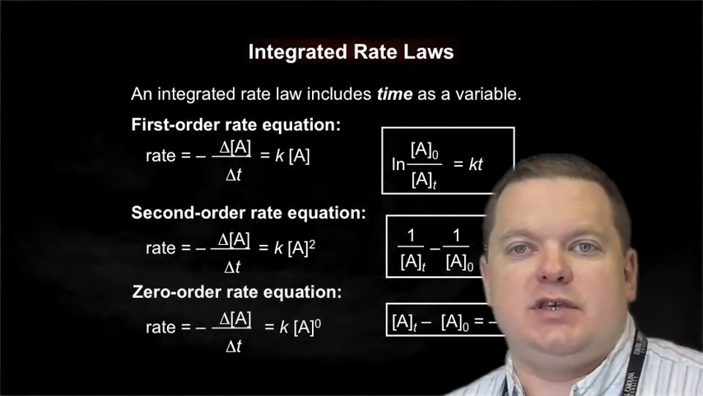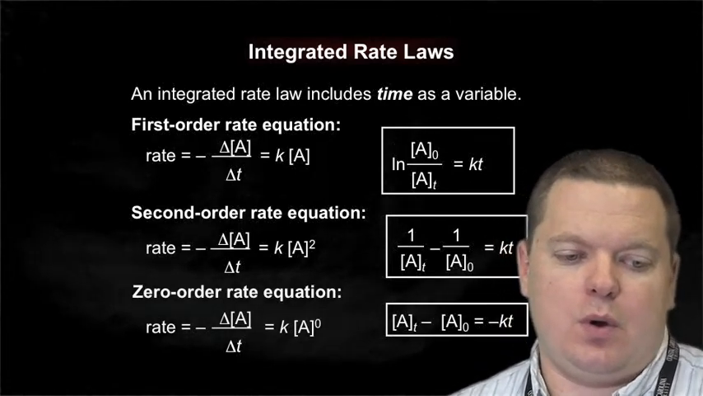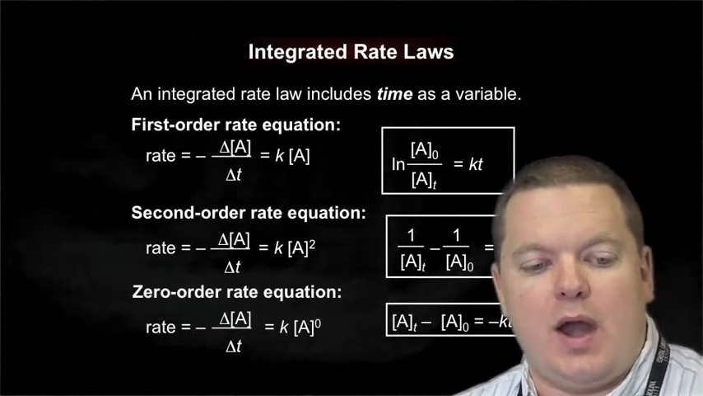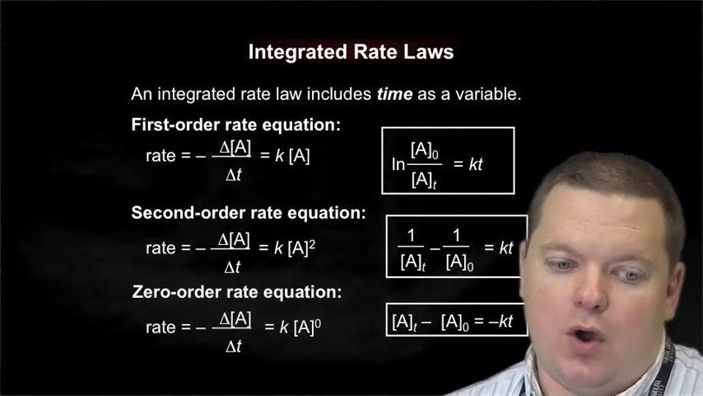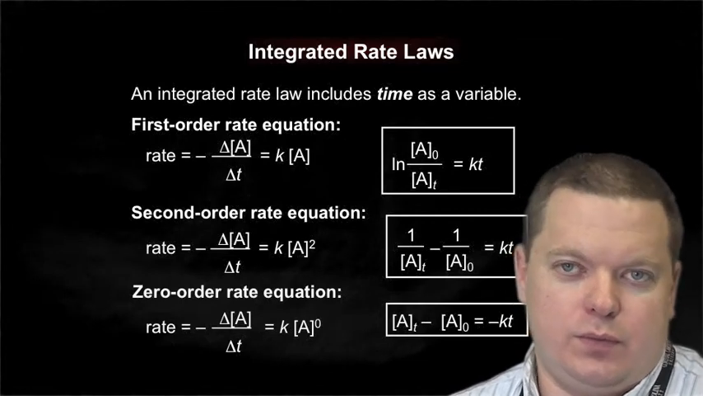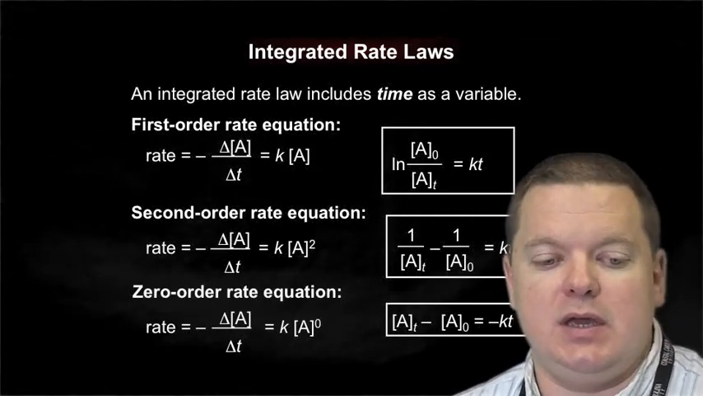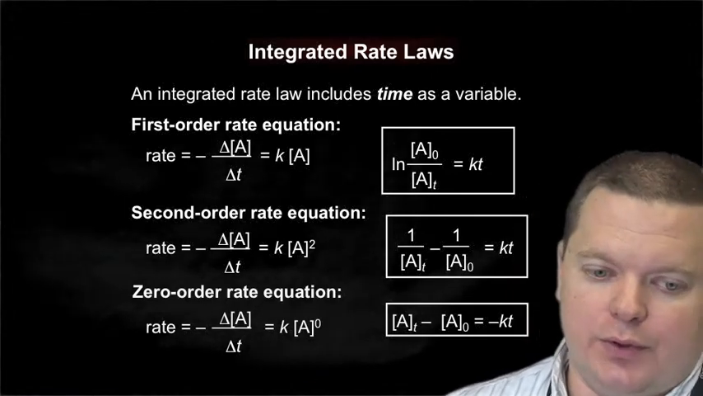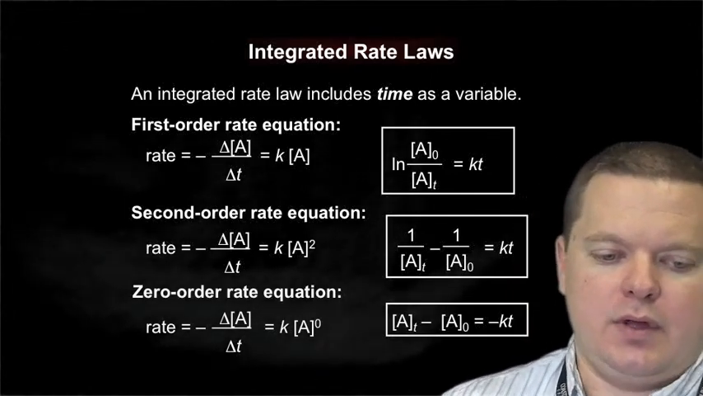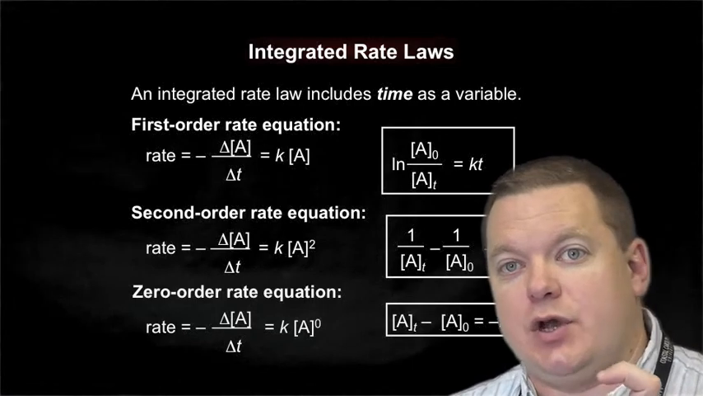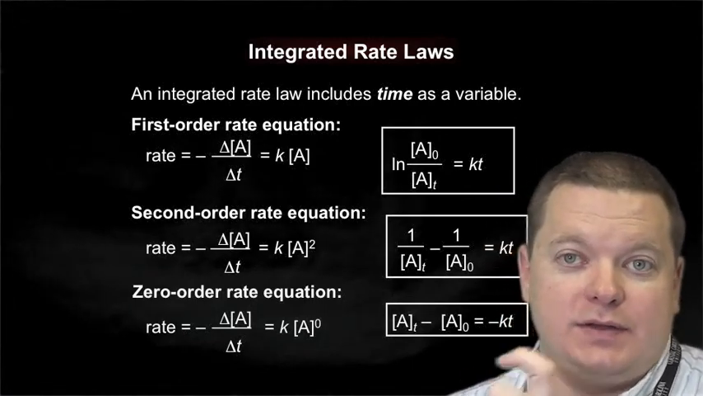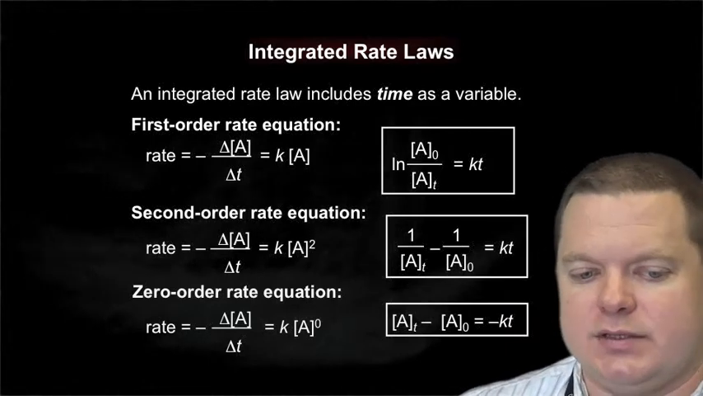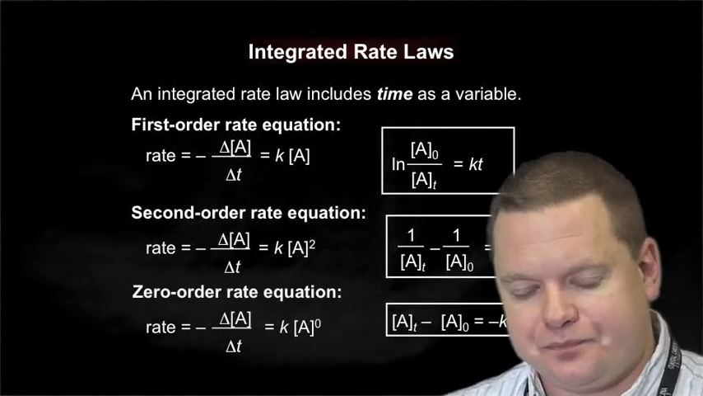If we do something similar for second and zero order, we get these integrated rate laws. The second order rate equation is going to give us 1 over the concentration of A at any time t minus 1 over the initial concentration of A is equal to kt. And for zero order, the concentration of A at any time minus the initial concentration is equal to a negative rate constant times t.